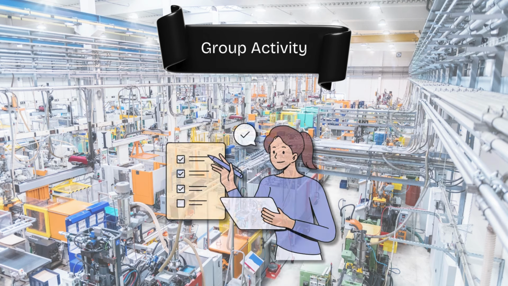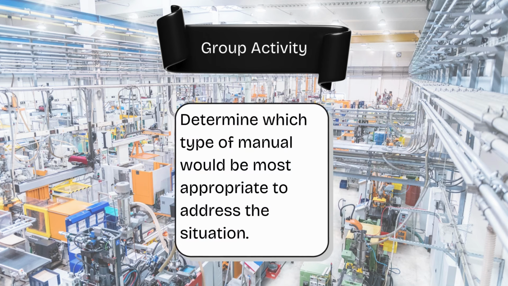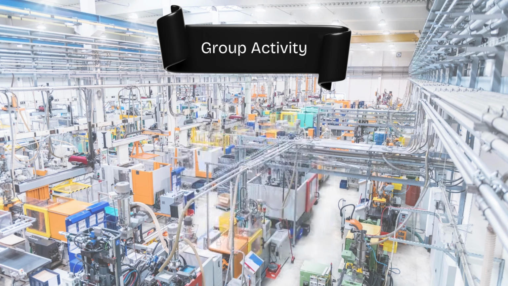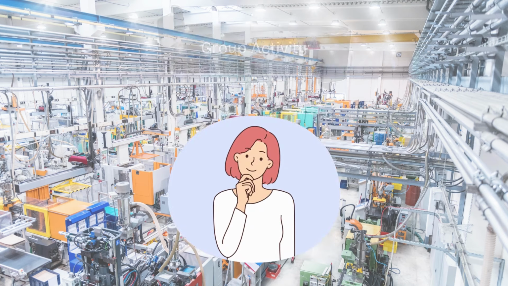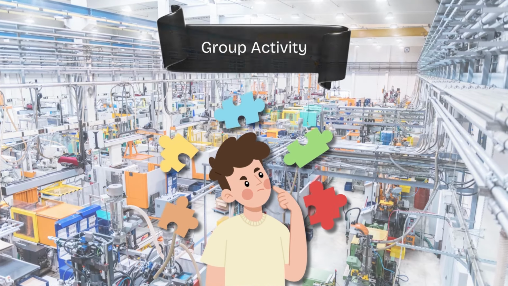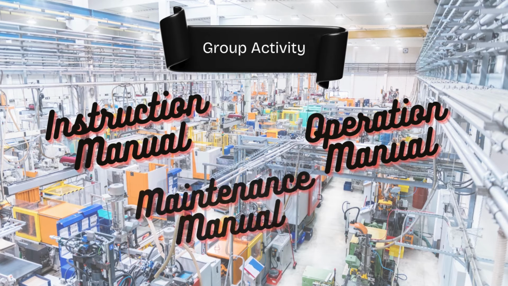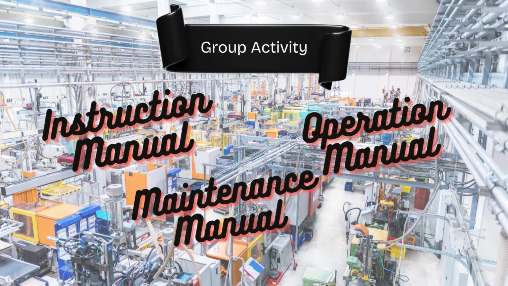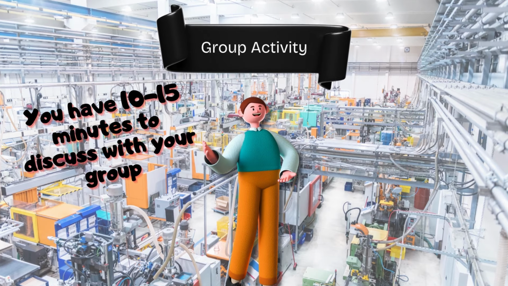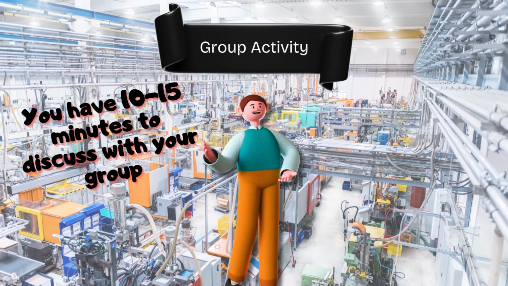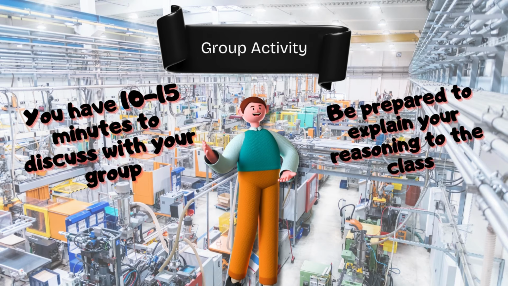Now your task is to discuss this scenario and determine which type of manual will be most appropriate to address the situation. Consider the specific needs and challenges presented in the scenario. Think about how each type of manual, such as an instruction manual, an operation manual, or a maintenance manual, could help address the issues with the new equipment. Take 10 to 15 minutes to discuss the scenario and come up with a decision. Be prepared to explain your reasoning to the class. Let's get started.